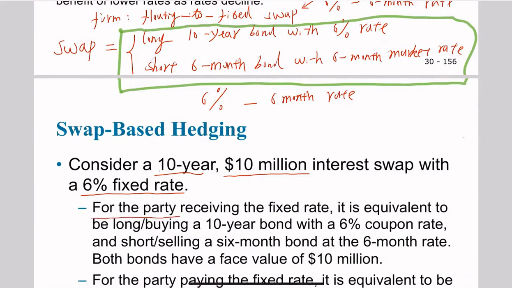So let me repeat. For the party receiving the fixed rate and paying the market interest rate, this swap is the same as buying a 10-year bond with a 6% rate and selling a 6-month bond at the 6-month market interest rate. And because the interest rate swap has a notional principal of $10 million, both bonds will have a face value of $10 million.